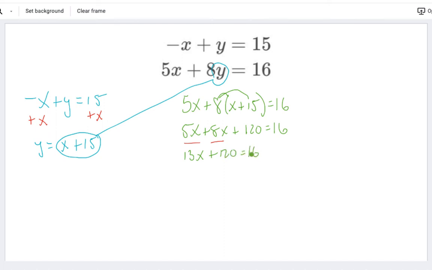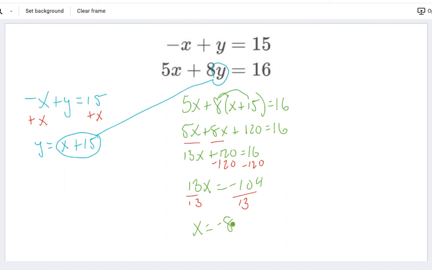Now we're just solving the equation for x. So let's subtract 120. 16 minus 120 is negative 104. So 13x equals negative 104. Just divide by 13. So x is negative 8.